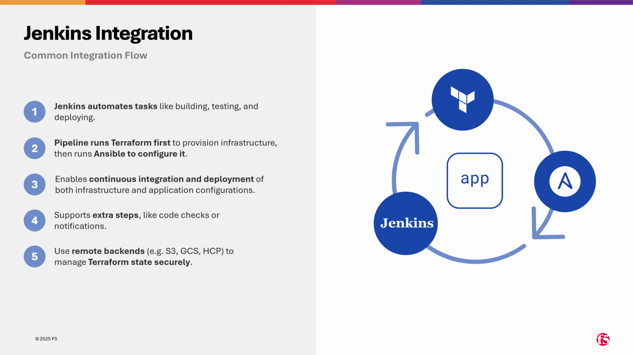When using an automation server, it's important to keep the Terraform state file secure. There are several options for securely storing the state file. You can use a remote backend like AWS S3, Google Cloud Storage, or HashiCorp Cloud. These backends offer secure storage, versioning, and allow multiple users to access the state file without conflicts.